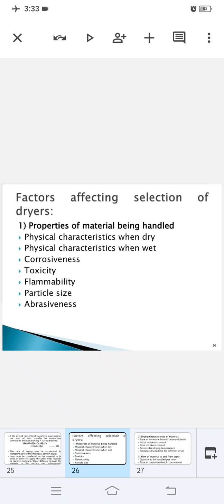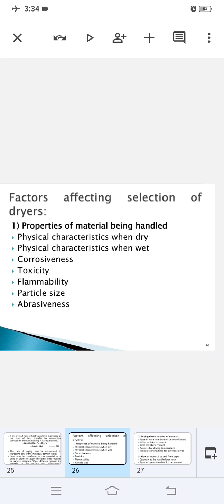Now let us see what are the various factors that affect the selection of the dryer. First and basic factor is the property of the material that is being handled. What can be the properties? Physical characteristics when dry, physical characteristics when wet, corrosiveness, toxicity, flammability, particle size, abrasiveness. These are the various properties of the material which is to be dried in our equipment.